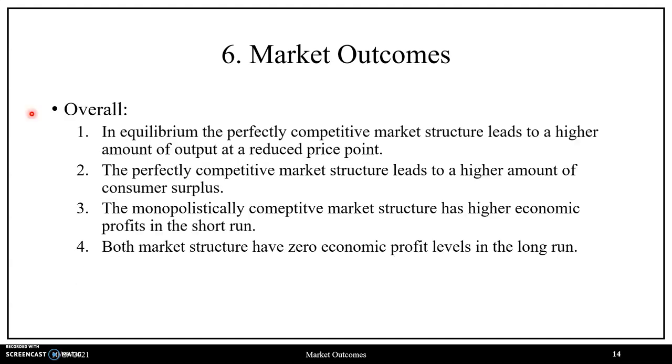And overall then, in equilibrium, the perfectly competitive market structure leads to a higher amount of output and reduced price point in which higher amounts of consumer surplus existed in both the short and long run, whereas the monopolistically competitive market structure led to a higher amount of economic profits in the short run, but both market structures led to zero economic profits in the long run.